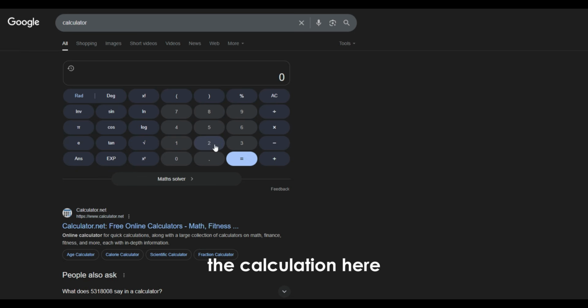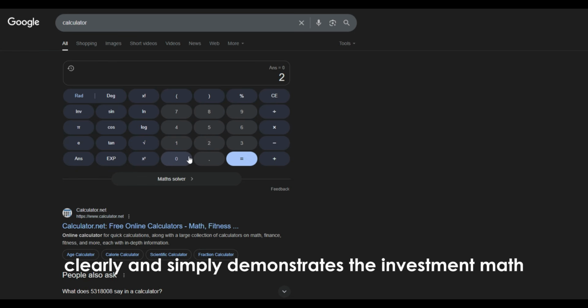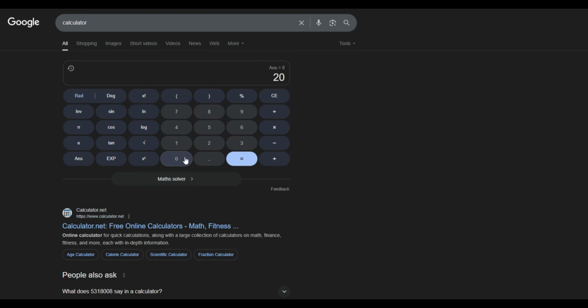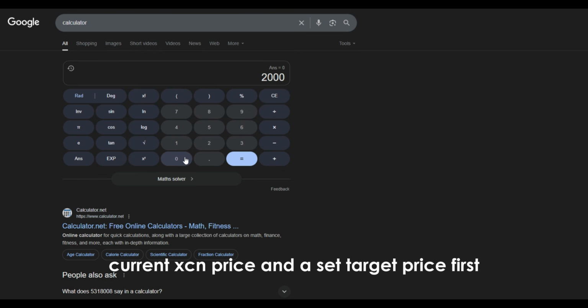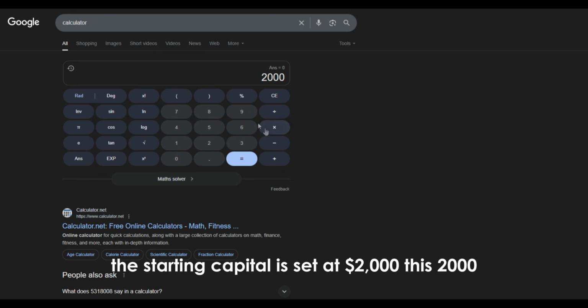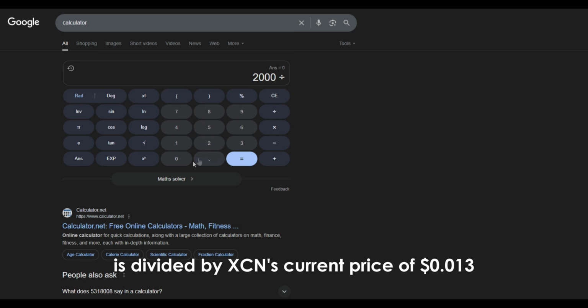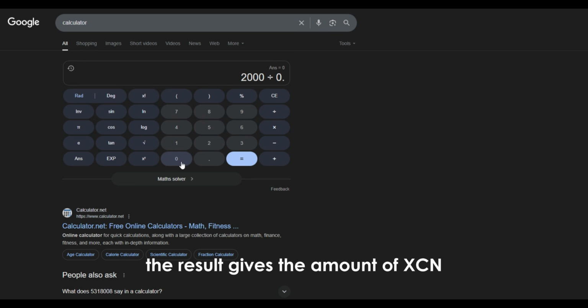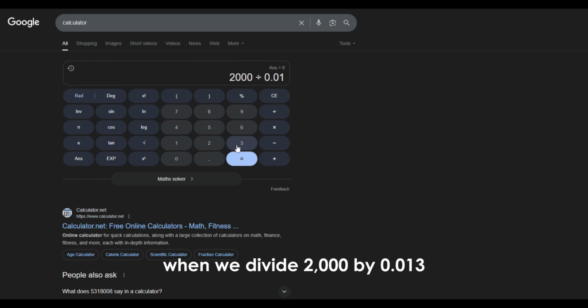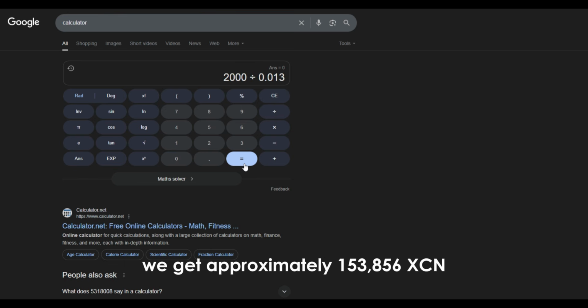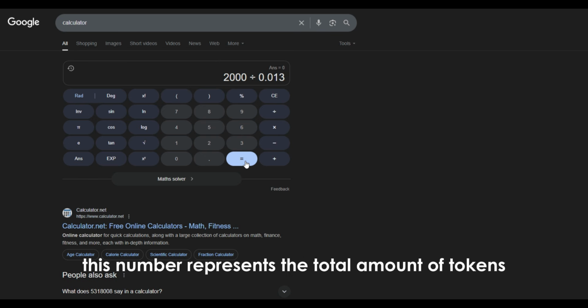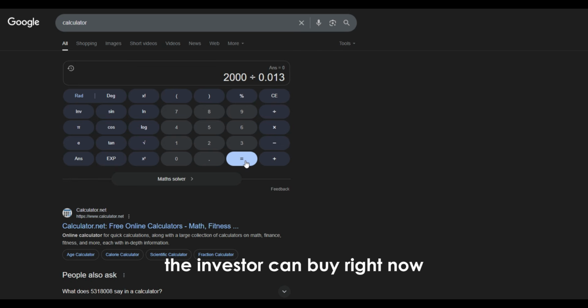The calculation here clearly and simply demonstrates the investment math showing the potential gain between the current XCN price and a set target price. First, the starting capital is set at $2,000. This $2,000 is divided by XCN's current price of $0.013. The result gives the amount of XCN that can be purchased with this capital. When we divide 2,000 by 0.013, we get approximately 153,856 XCN. This number represents the total amount of tokens the investor can buy right now.